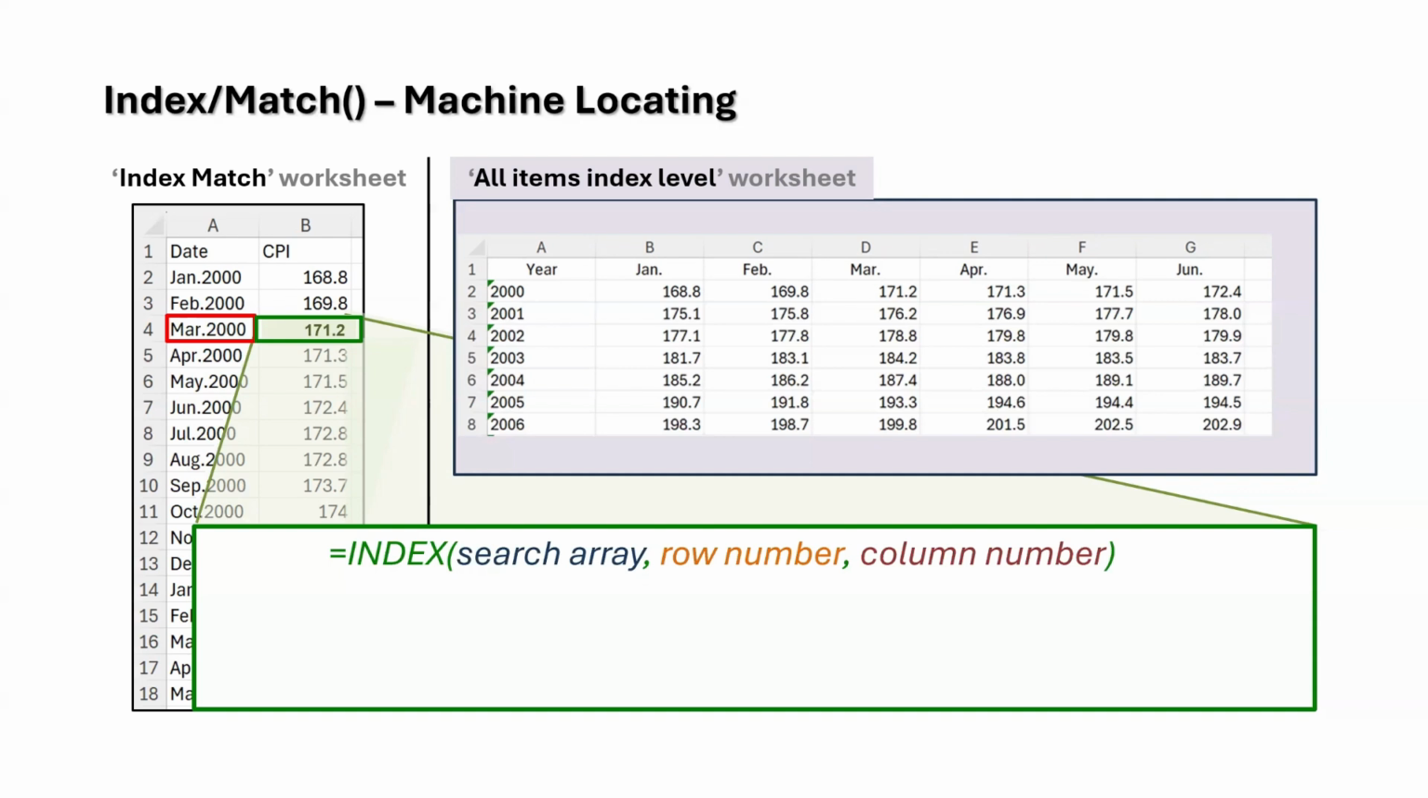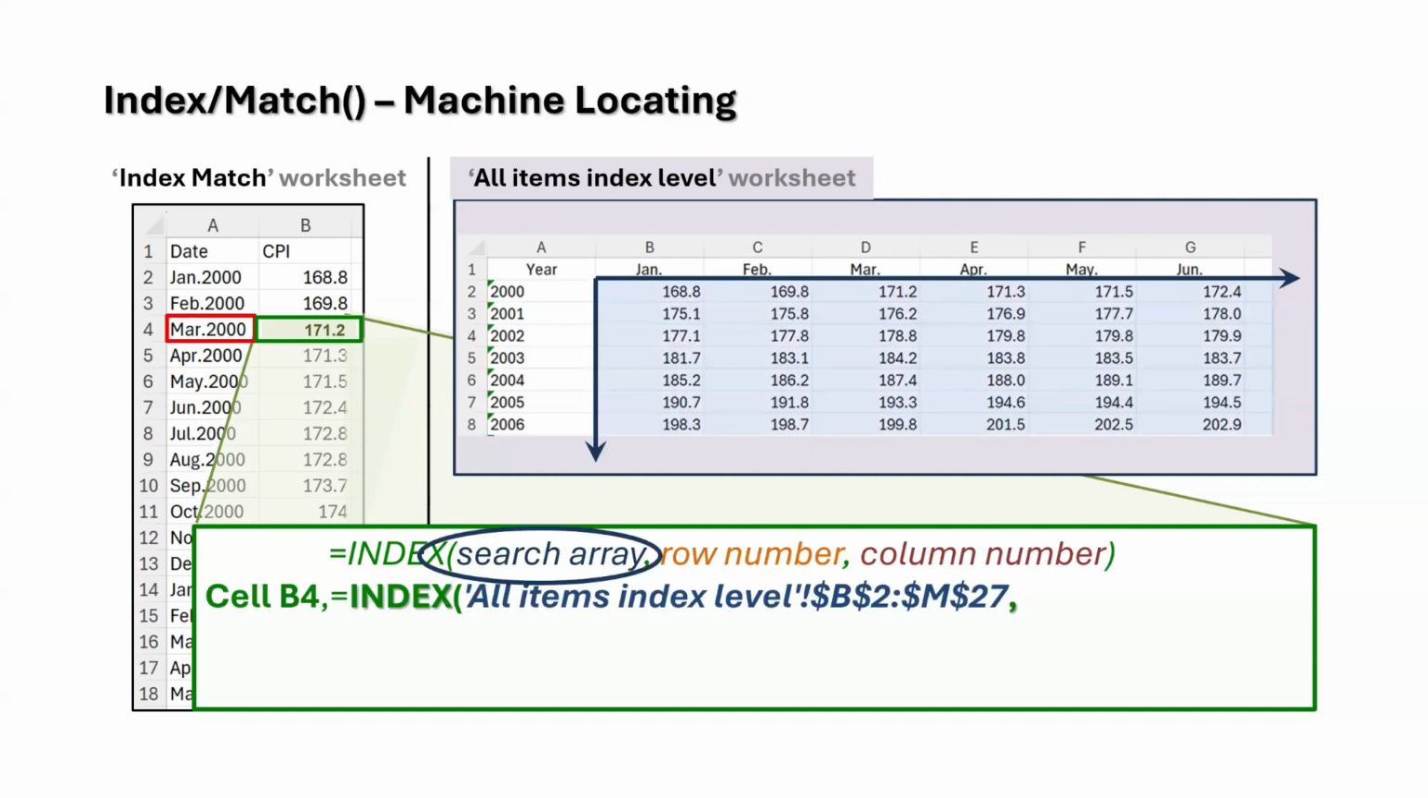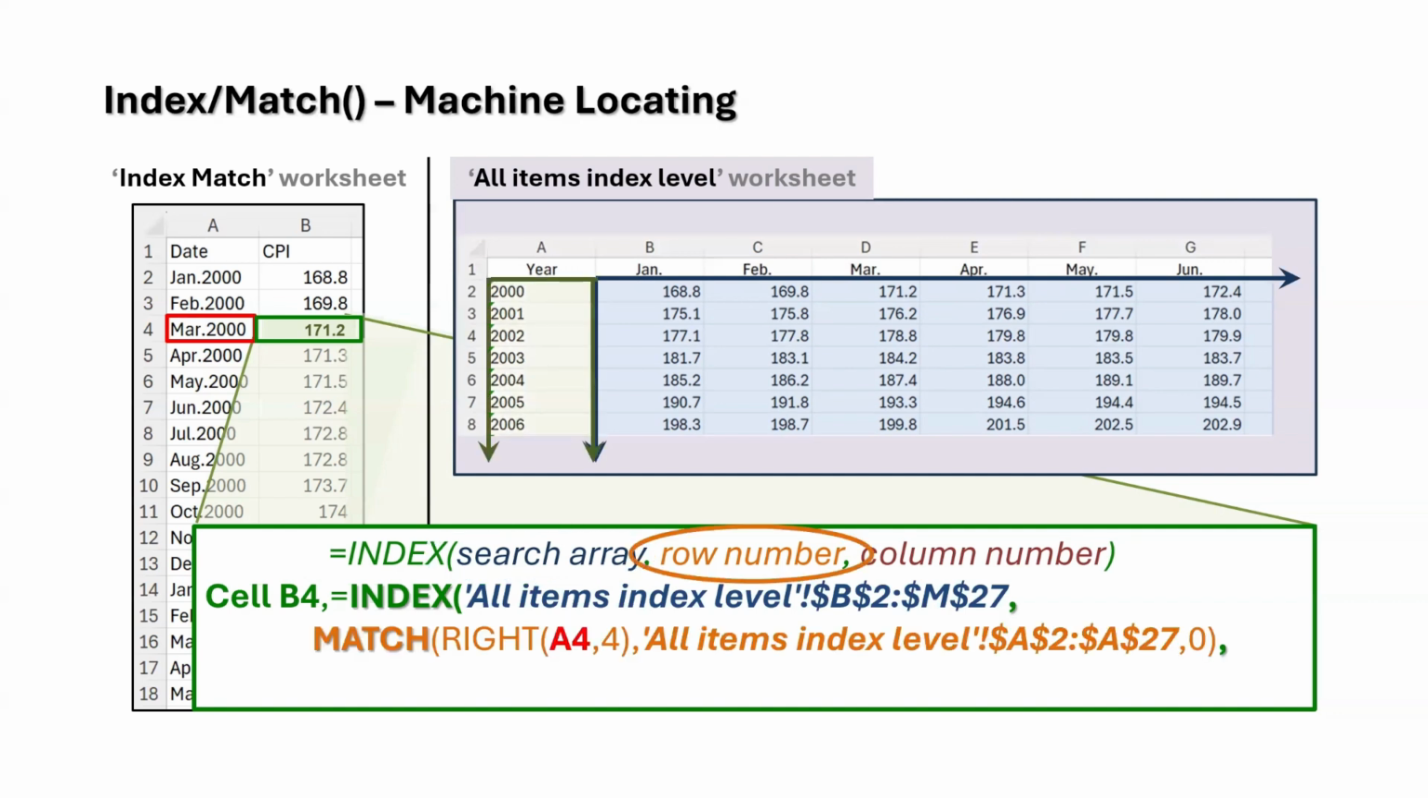So this is the syntax for the INDEX function. The first part is the search array. We're going to go back to the other worksheet and grab that range. The other worksheet is All Items Index Level, that's the first part of that. And we're going to grab the range B2 to M27. It's everything that has a CPI value and not the headings. We're not going to include either the column headings or the row headings in this array.